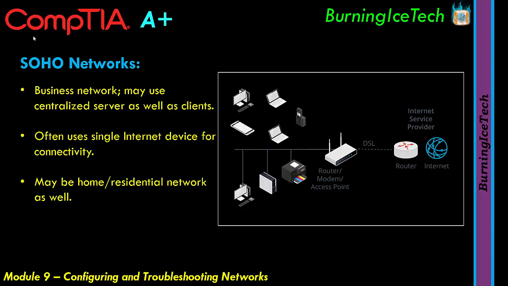It might actually be a household, an actual house that's been converted into an office. You get that a lot in some countries where, instead of renting an actual office in the business district of town, people will take a house in a relatively busy area and convert that house into a small office, home office environment. So business networks may use a centralized server as well as clients, and often use a single internet device for connectivity. That pretty much is the case for all of these small office, home office environments. It's normally one internet connection, one router, and if that router goes down, in other words, that one internet connection, yeah, you're going to be in a pickle.